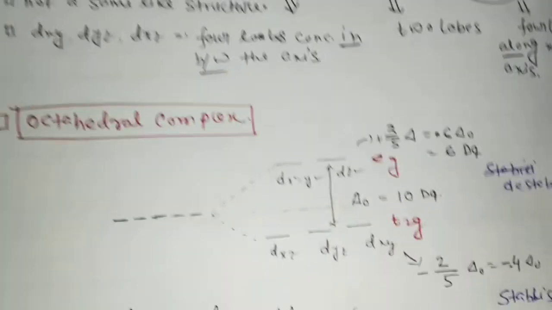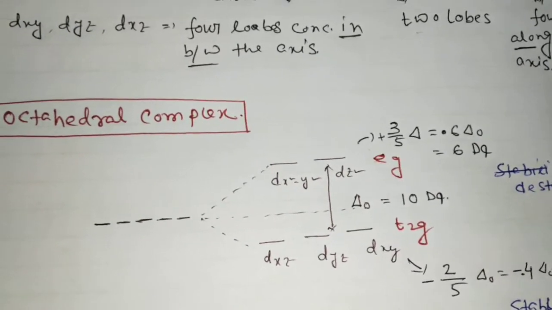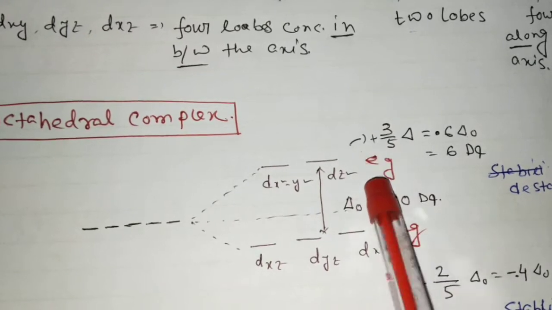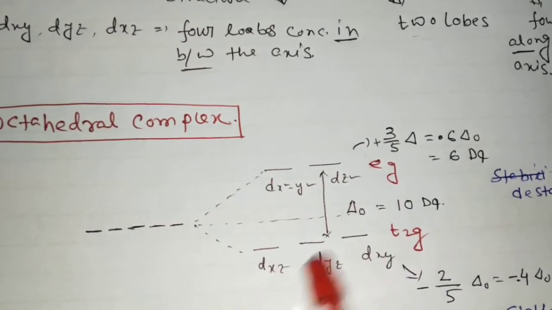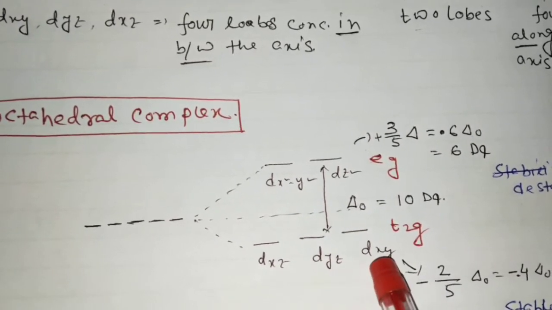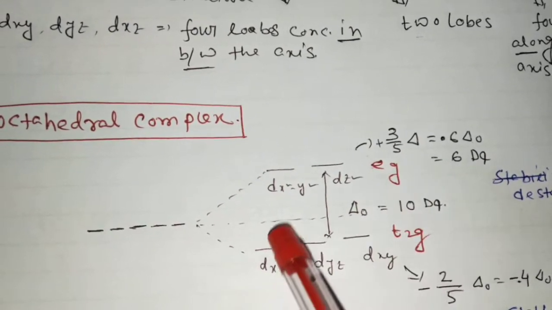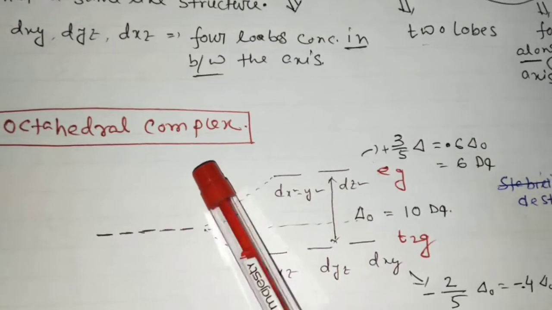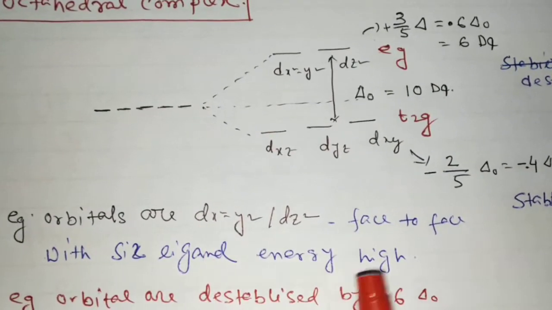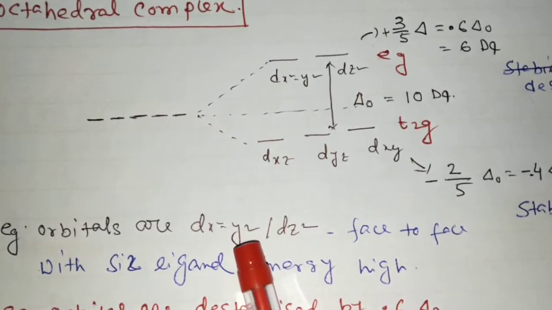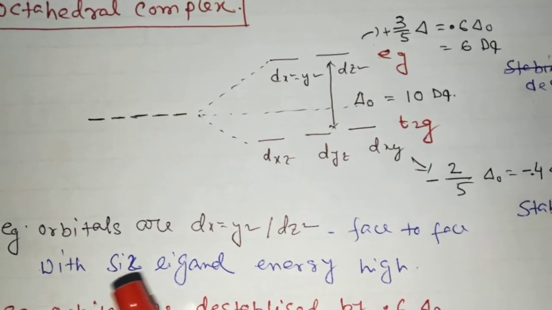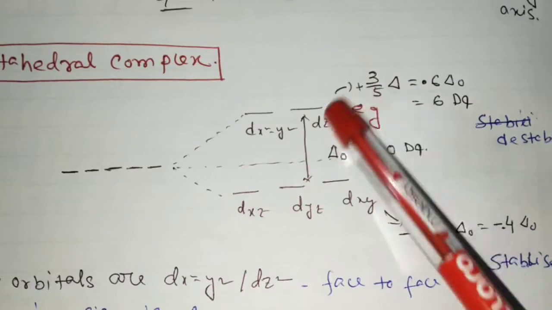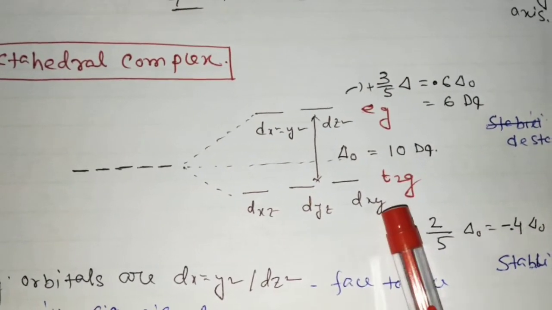Now, for the calculation of C.F.S.E of an octahedral complex, there are 2 sets of orbitals: one is t2g and one is eg. The t2g orbitals contain 3 subshells, dxy, dyz and dxz. The eg orbitals contain dx square minus y square and dz square. Why are the eg orbitals higher in energy in an octahedral complex? Because the eg orbitals, dz square and dx square minus y square, make face-to-face contact with the 6 ligands, so they are higher in energy, while the t2g orbitals are lower in energy.